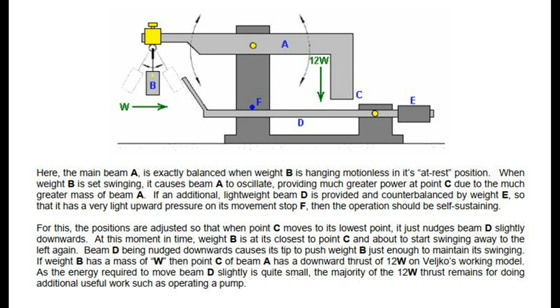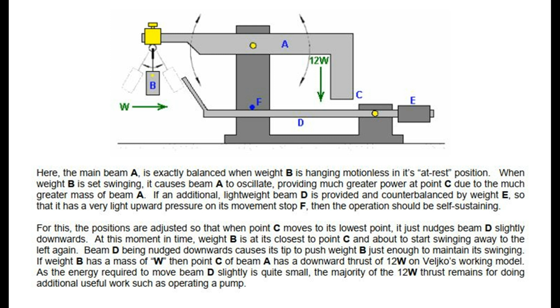If an additional, lightweight beam D is provided and counterbalanced by weight E, so that it has a very light upward pressure on its movement stop F, then the operation should be self-sustaining. For this, the positions are adjusted so that when point C moves to its lowest point, it just nudges beam D slightly downwards. At this moment in time, weight B is at its closest to point C and about to start swinging away to the left again. Beam D being nudged downwards causes its tip to push weight B just enough to maintain its swinging.